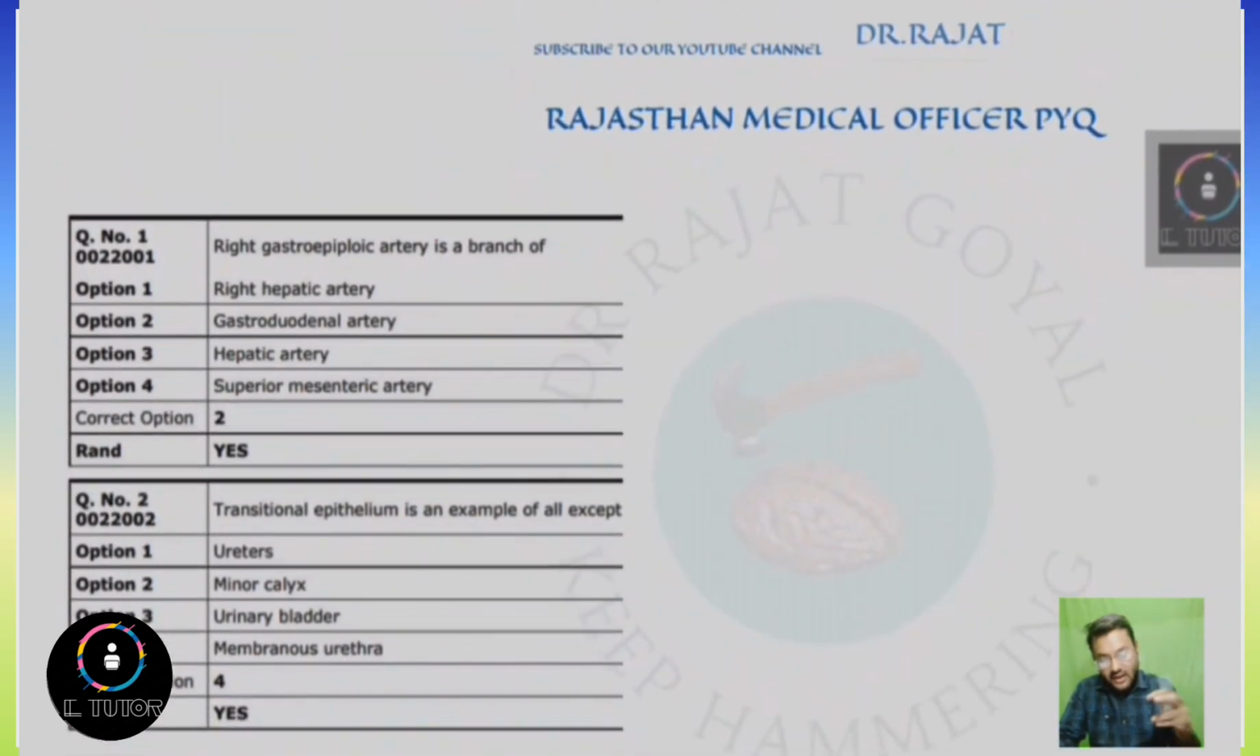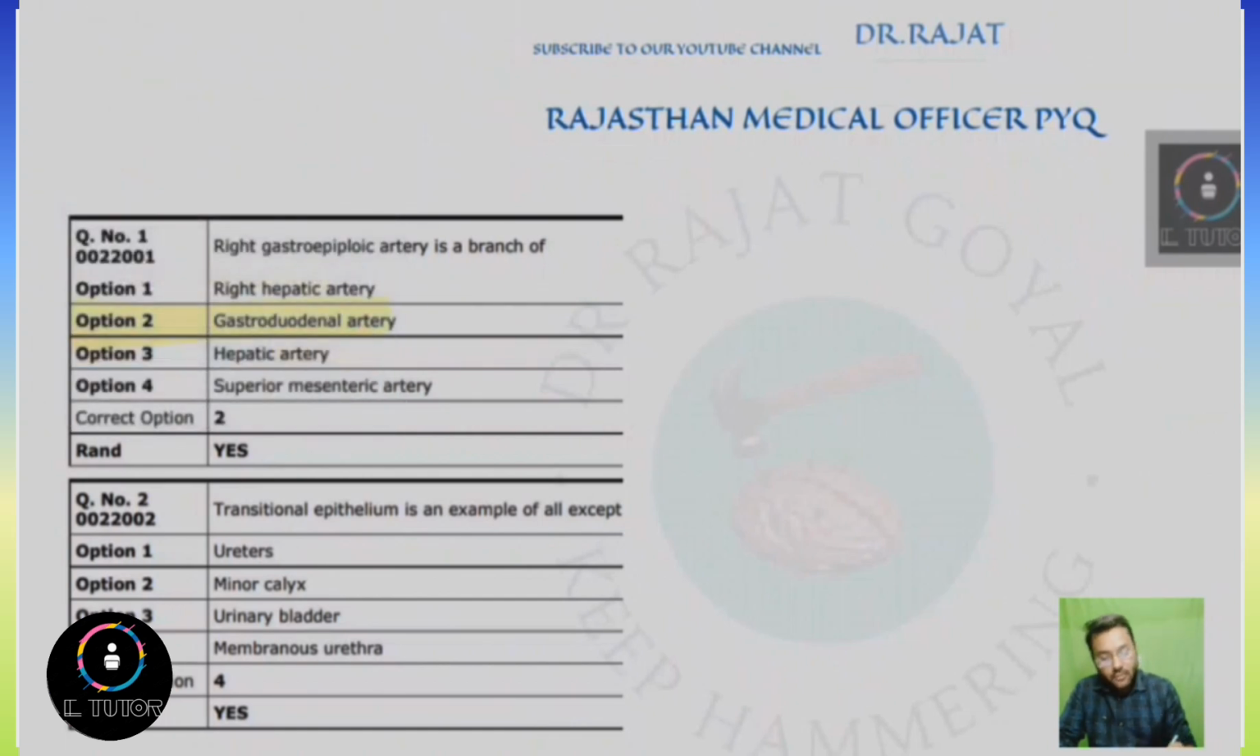First question in anatomy is: right gastroepiploic artery is a branch of. So right gastroepiploic artery is a branch of gastroduodenal artery. So answer will be option number B.